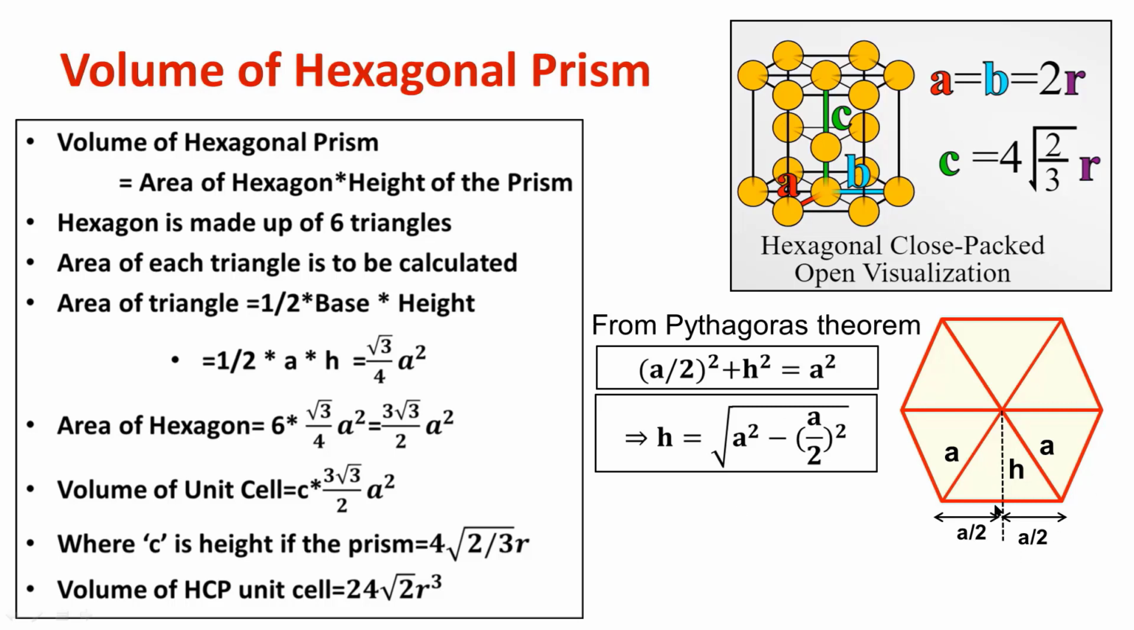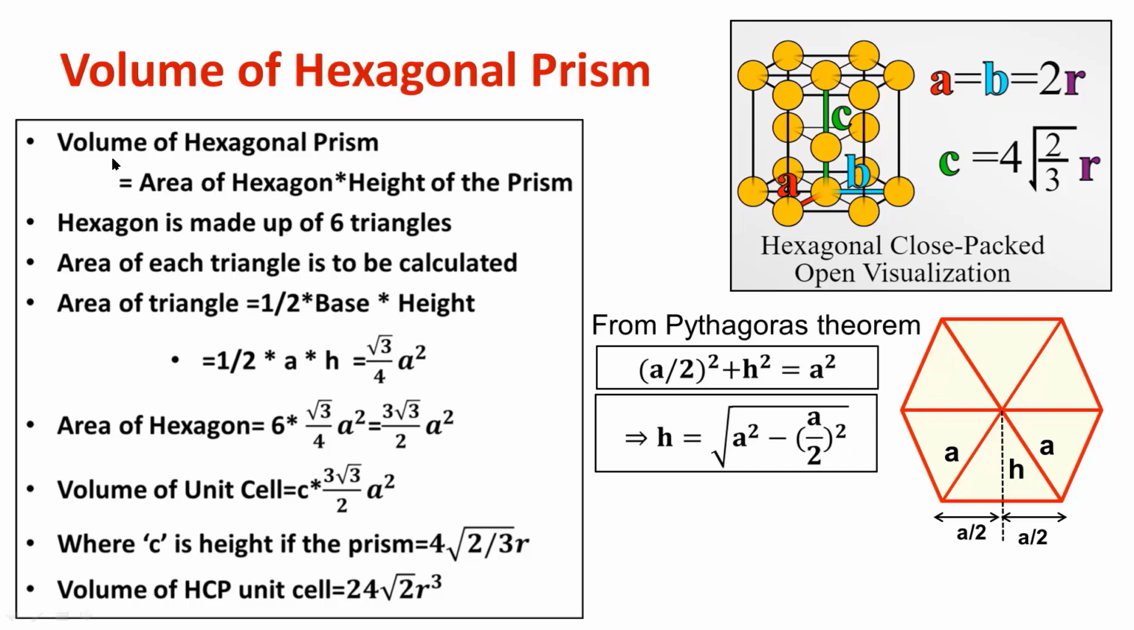Focusing on this hexagon, this is shown as height h, this is a, and this is a by 2. Applying the Pythagoras theorem to this small triangle, we get (a by 2) whole square plus h square is equal to a square. It implies h is equal to under root a square minus (a by 2) whole square.